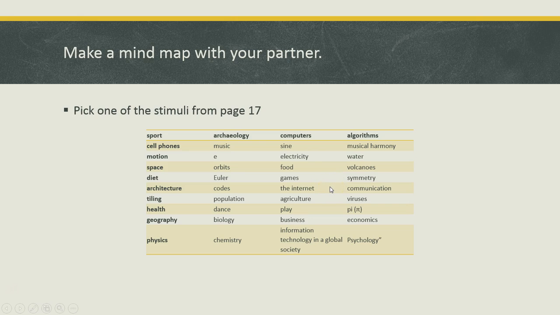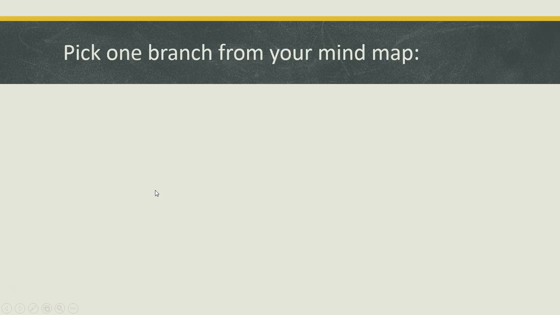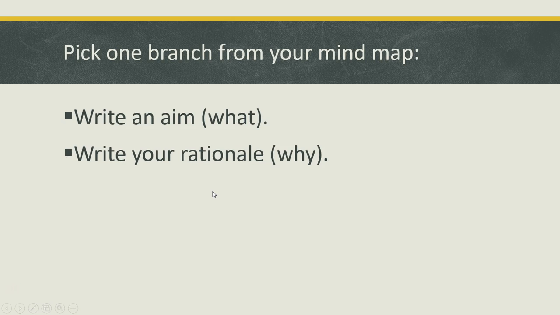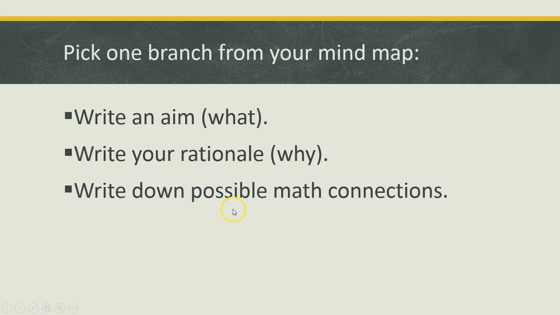Just like you did the last time, see what can you think of that has to do with math and that topic. Where are numbers involved? What kind of modeling exists? Anything you can think of, and make a mind map. When you have finished making a mind map, what you're going to do, and you can do this with your partner, is write a name, a rationale, and the math connections that have to do with one branch that you find on your mind map.